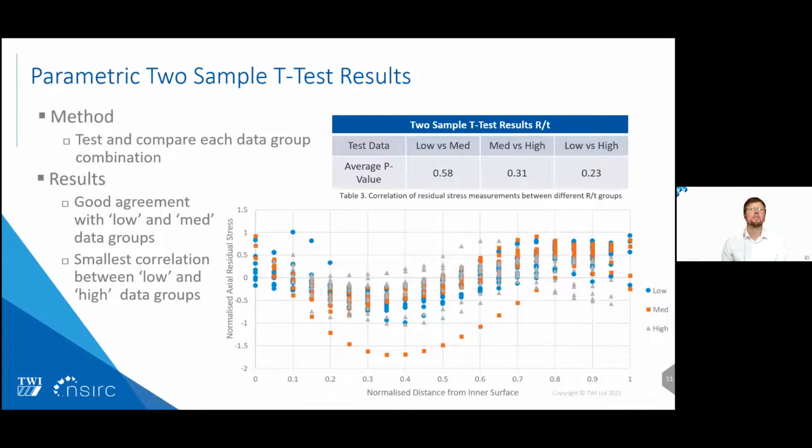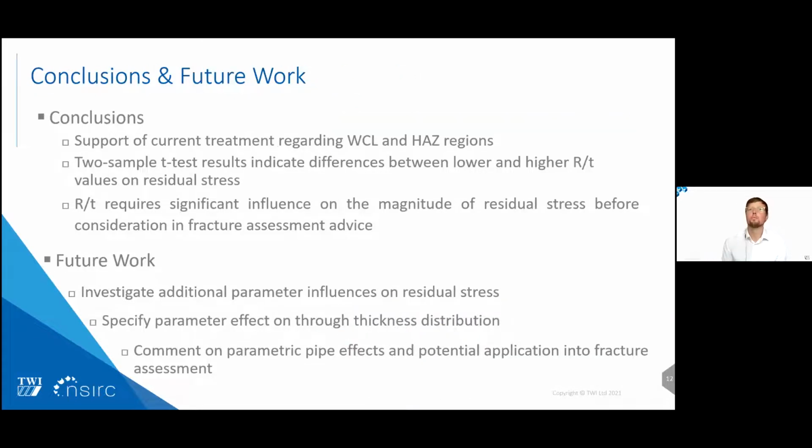So what this does show is that there is dependence on R/T, especially between lower R/T and higher R/T values. And just to conclude what this work has done and what it's going to do: firstly, we've found that the treatment regarding sense line Hans regions is in fact quite good. The data agrees with that.